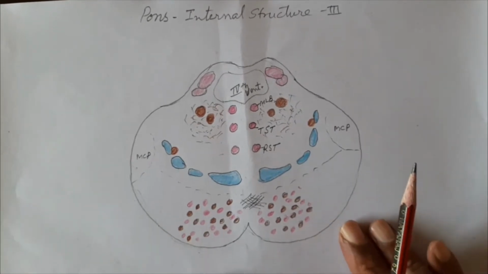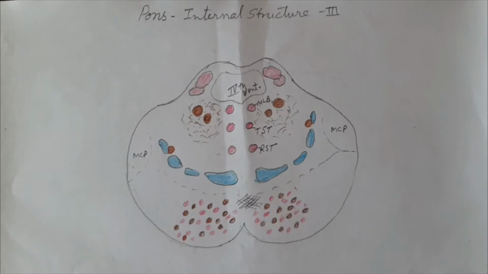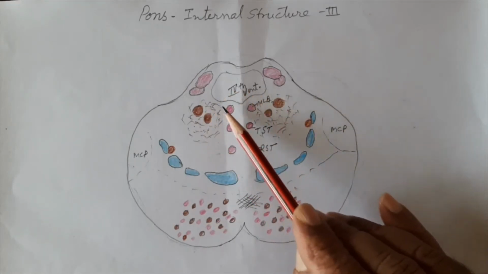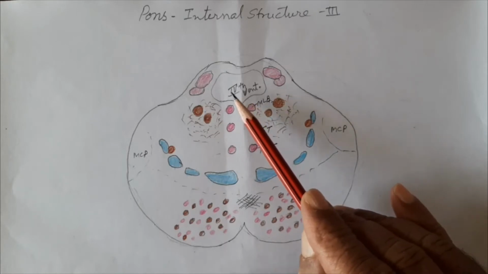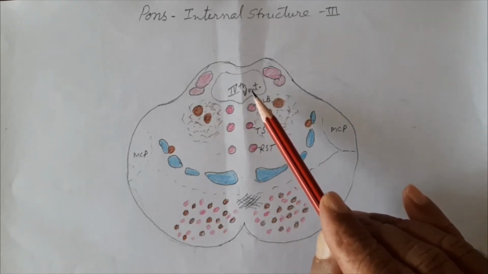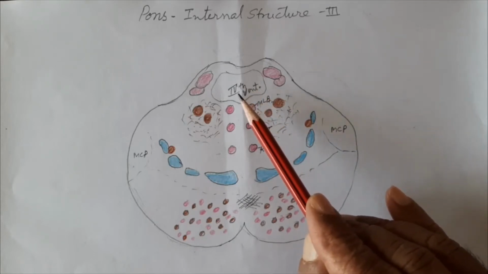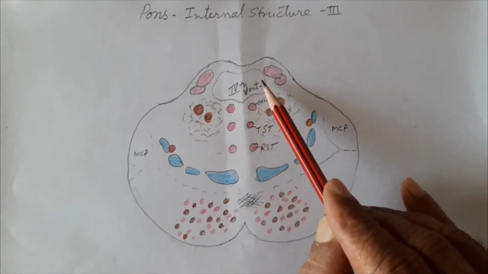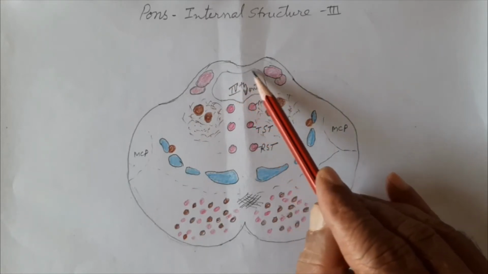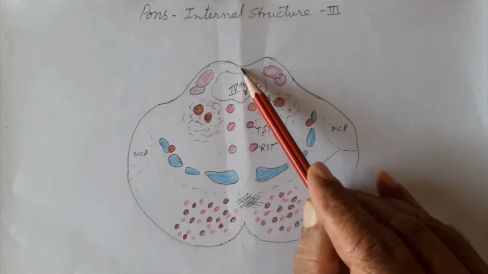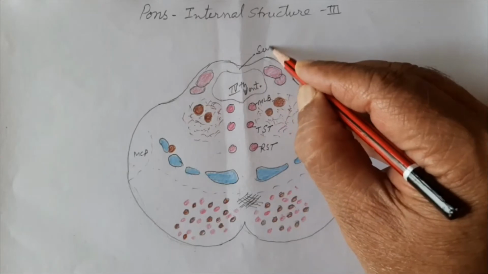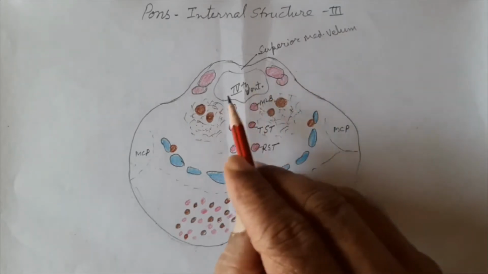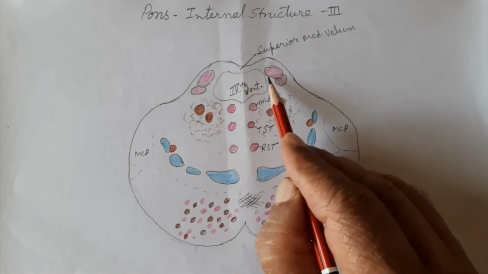If you see this section, a striking feature is that there is no open part of the fourth ventricle. Here the cavity of the fourth ventricle is seen, which also shows the superior cerebellar peduncles. It is also showing the beginning of the roof of the fourth ventricle, and this is the superior medullary velum. This is just a white matter sheet extending between the two superior cerebellar peduncles.